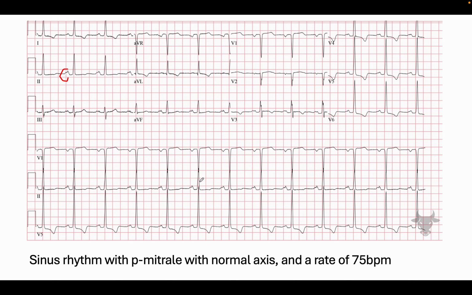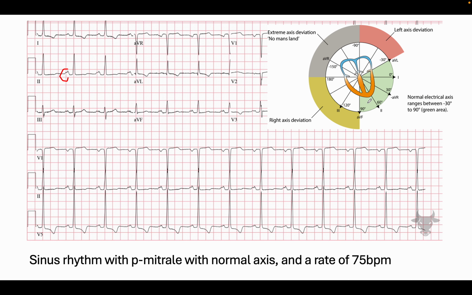Then we work out the axis, so we pop up our handy dandy axis. We look at lead 1, which is positive, so we know it's somewhere in the normal axis range. Look at lead 2, which is also positive, so we know it's somewhere here. Look at aVF, which is positive, so we know that's a normal cardiac axis. Hooray! And then if you work out the R to R interval and divide 60 over the R to R interval, you'd get 75 beats per minute, which is a normal heart rate.